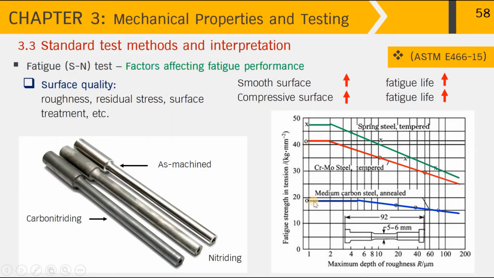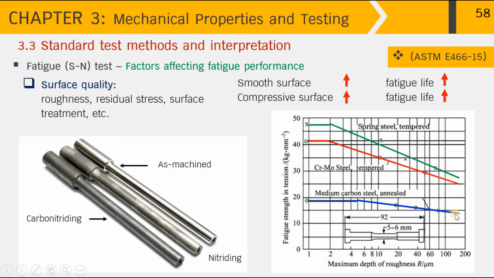And the medium carbon steel that has been annealed, of course, this type of steel has a lower tensile strength, and hence it will give lower fatigue strength as well. So this means that if you want the metallic component to withstand higher fatigue strength, you have to choose the one that gives you the higher tensile strength as well. It's normally giving the same strength.